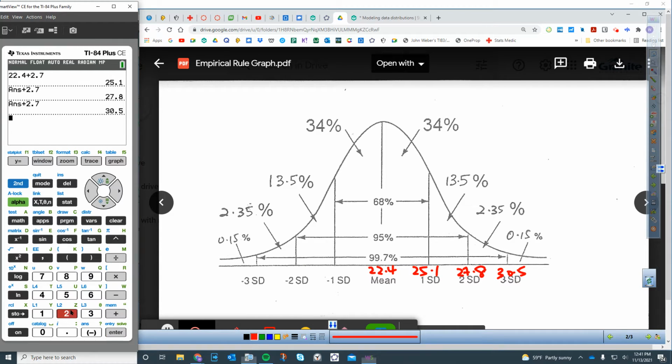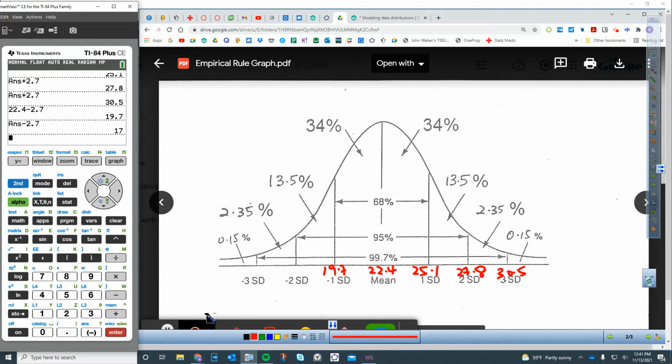And then if I take 22.4 and subtract 2.7, because now I'm decreasing by one standard deviation, this is 19.7. Minus away another 2.7, that will give 17 right here. Minus another 2.7, and that should be 14.3. So this is how the distribution looks like, right? In a normal distribution, all those areas have percentages, and the area under the curve is represented by those percentages.